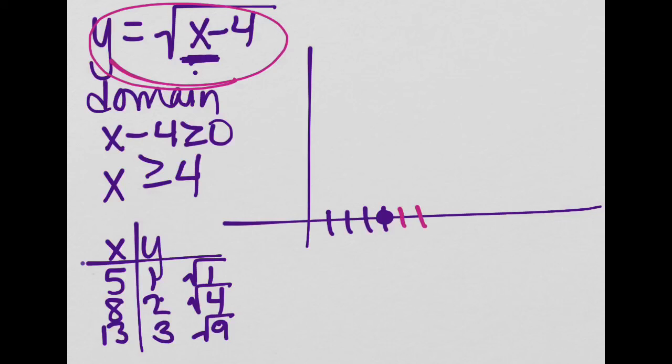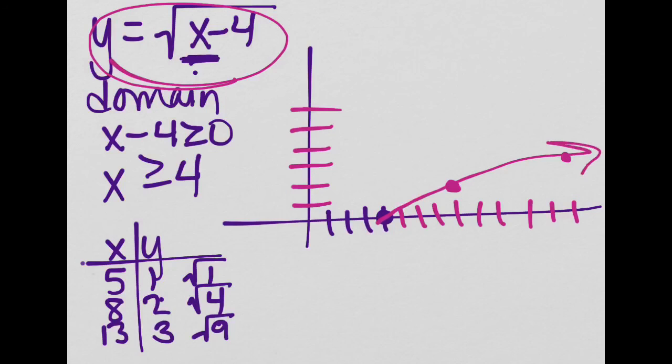Once I do that, I now have 3 points. I'm going to go ahead and make some more lines for x here and create some values for y. If I go over to 8, I go up 2, and at 13, I'd go up 3. And again, that's going to give me half of a parabola. So that is what our square root functions are going to look like.